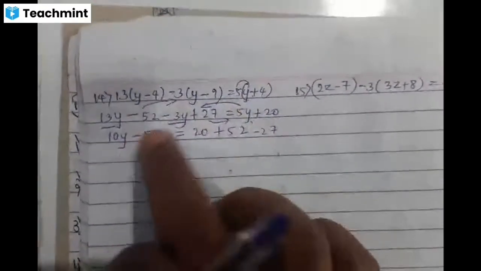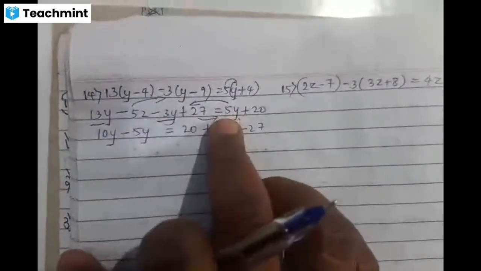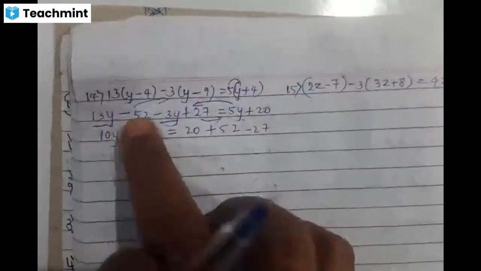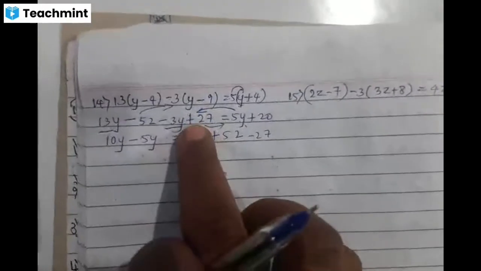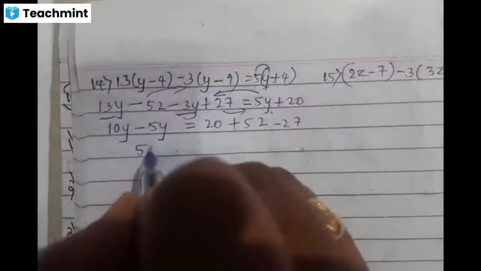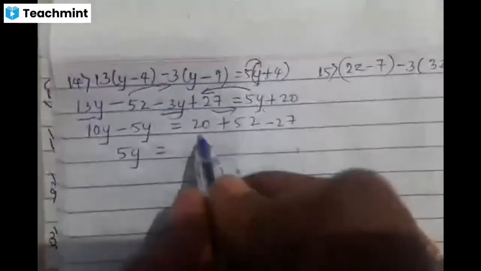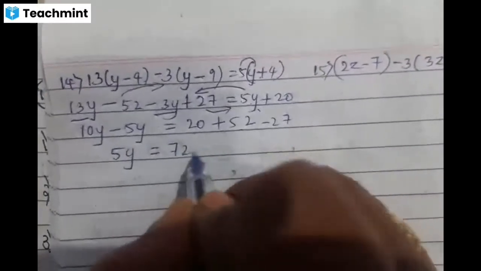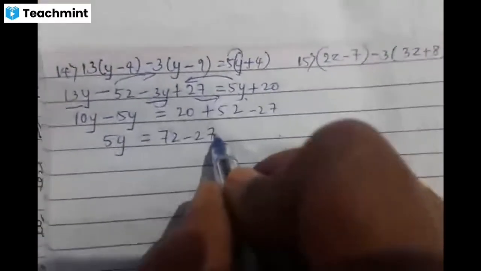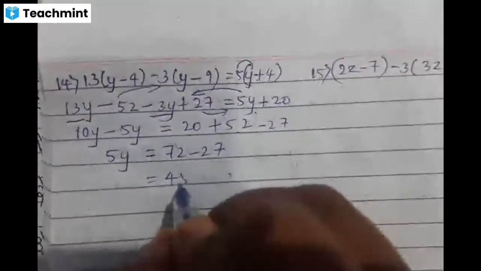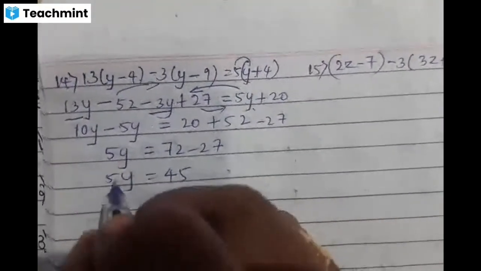When you are transposing, the sign changes, children. Here, plus 5 will become minus 5. Minus 52 will become plus 52. Plus 27 will become minus 27. Here 10y minus 5y is 5y is equal to 20 plus 52 is 72 minus 27. 72 minus 27 is 45, children, which is equal to 5y.